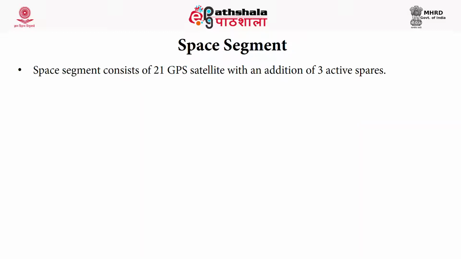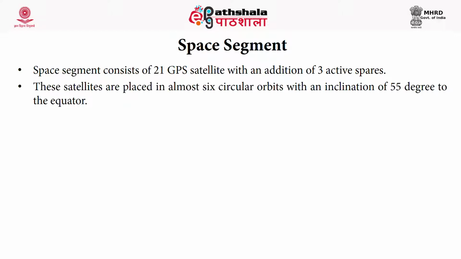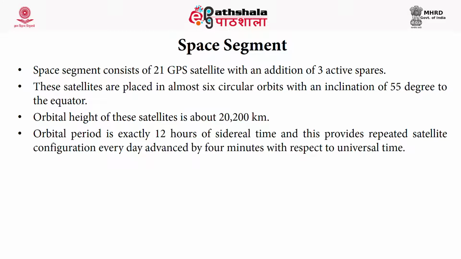So, the first one is the space segment, that consists of 21 GPS satellites with an addition of 3 active spares. These satellites are placed in 6 almost circular orbits with an inclination of 55 degrees to the equator, and the orbital height of these satellites is about 20,200 kilometers. The orbital period of these satellites is exactly 12 hours of sidereal time, and it provides us a repeated satellite configuration, that is every day advanced by 4 minutes with respect to universal time.